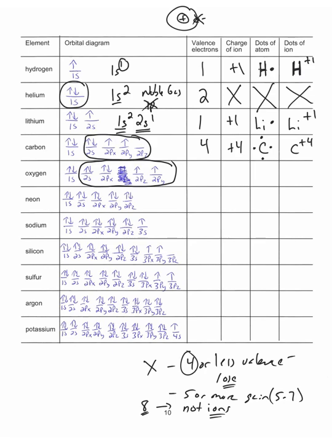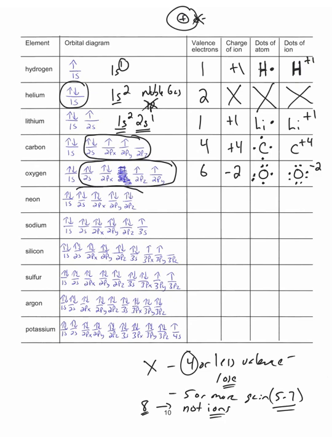Oxygen, again, second energy level. How many electrons are there? 6. 1, 2, 3, 4. Double up, double up. So oxygen will have 2 doubles and 2 singles. 6 valence electrons. Now, because it's got more than 5, it wants to get to 8. How does it get to 8? It decides to gain 2 more electrons when it forms an ion. So oxygen will want to gain electrons, so that it ends up having 8 valence electrons. Much easier to gain 2 electrons than it is to lose 6. And therefore, oxygen will form an ion with a charge of -2.